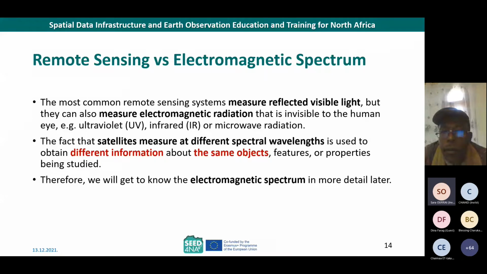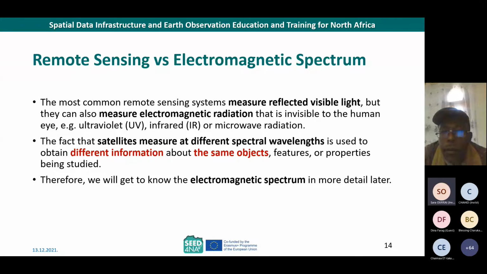So all of these methods of remote sensing or Earth observation cannot be done without the electromagnetic spectrum. So what is the electromagnetic spectrum? The most common remote sensing systems measure reflected visible light, but they can also measure electromagnetic radiation that isn't visible to the human eye, like ultraviolet or infrared or microwave or some thermal part of the spectrum. So the electromagnetic spectrum ranges from the shorter wavelengths to the longer wavelengths.